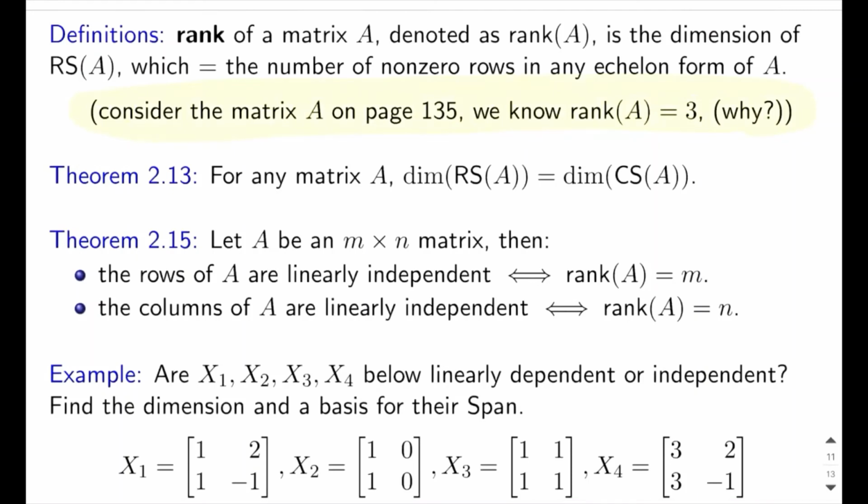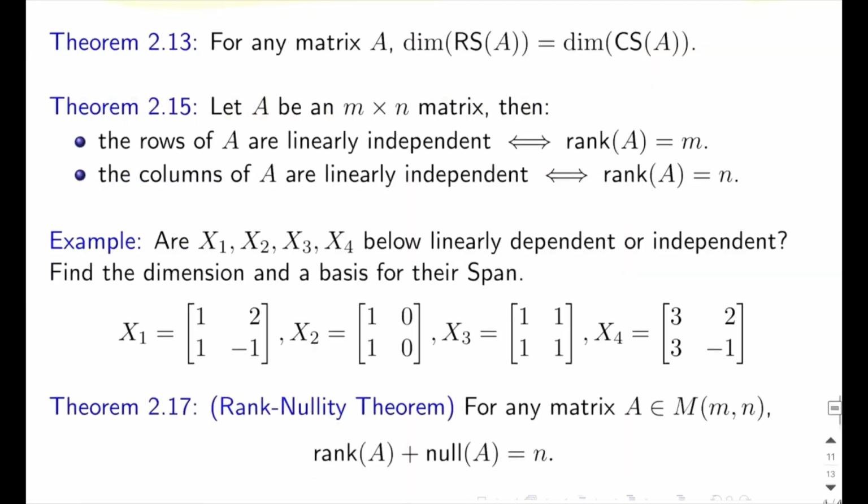Next, theorem 2.13. For any matrix A, although the column space of A is spanned by the columns and the row space of A is spanned by the rows, and the number of rows and the number of columns in a matrix can be different, however, it turns out that the dimension of the row space and the dimension of the column space are the same. So surprising, right? So let's first prove it.